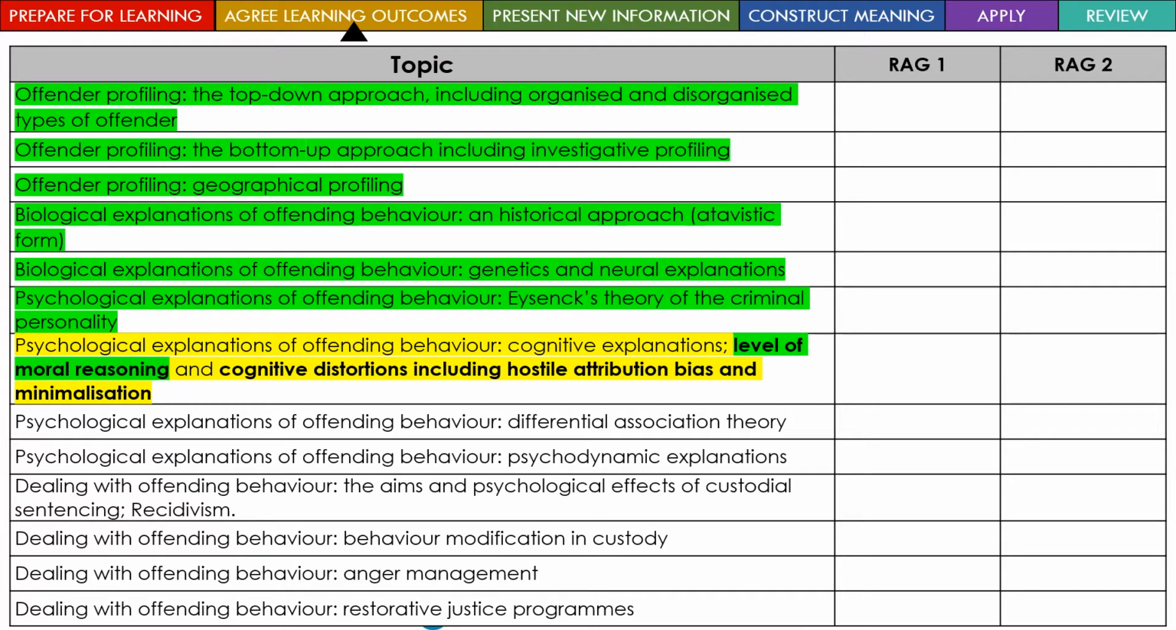But again, hopefully this video is useful in supporting you making notes both on the explanation of cognitive distortions and the specific types. Notice that we need to cover hostile attribution bias and minimalisation as they're named aspects of the spec, and we'll also look at evaluation that you can provide for this particular question.